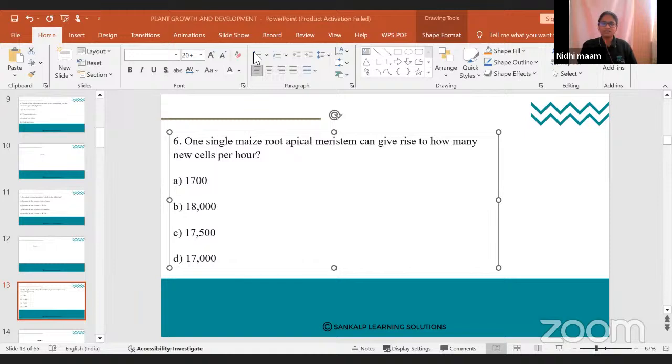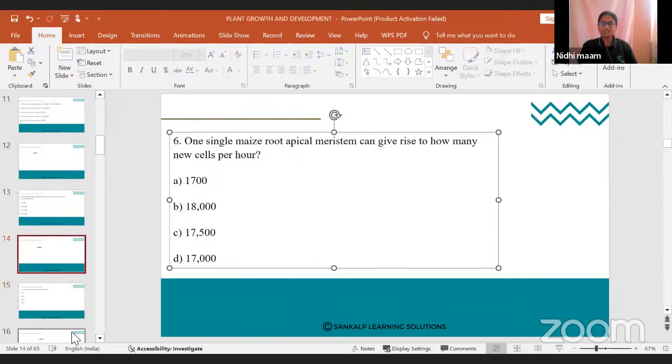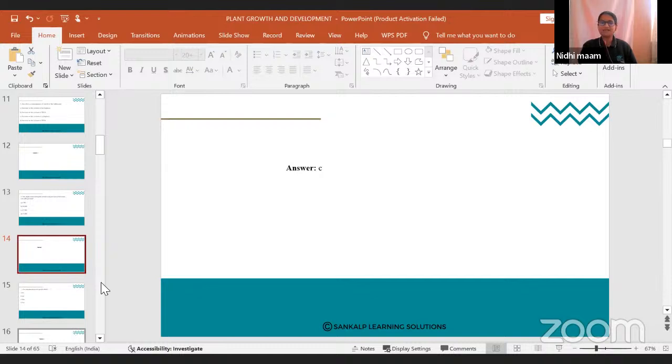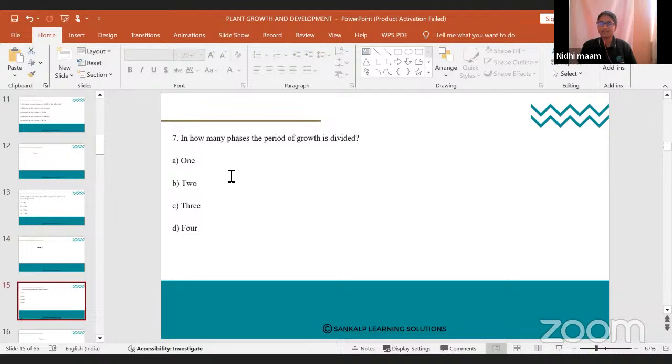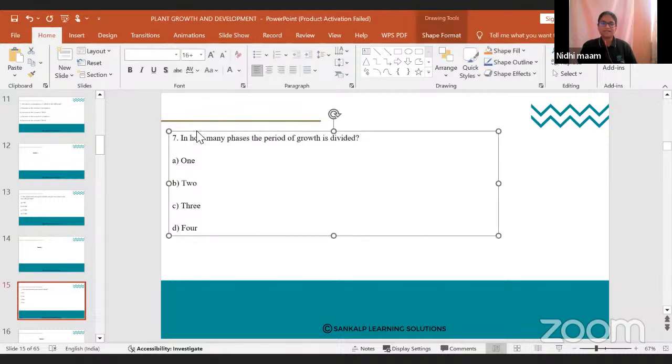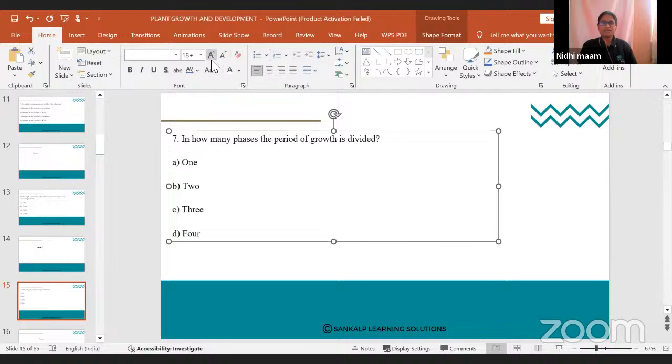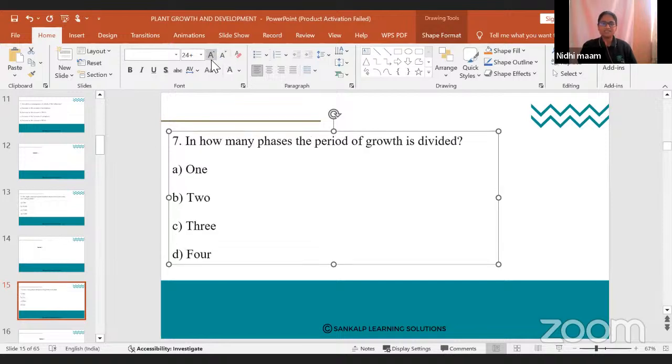Good going. So let us check the answer here. The right answer is option C, that is 17,500. As you are all saying, option C is the right answer. In how many phases is the period of growth divided? A 1, B 2, C 3, D 4.